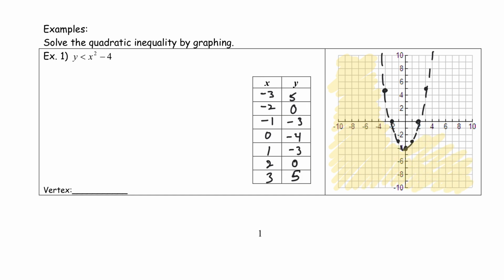So it's going to shade. You're going to shade below. So any point that you select that is less than this inequality, or less than the parabola, will be the solution for this inequality.